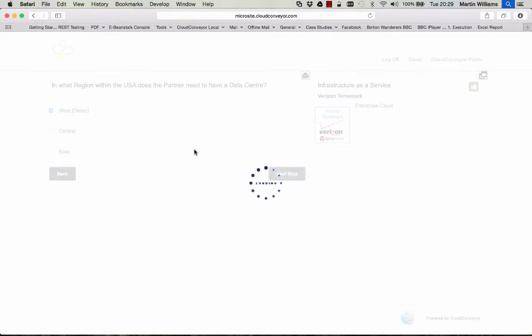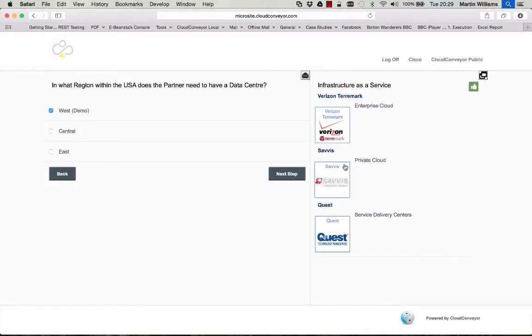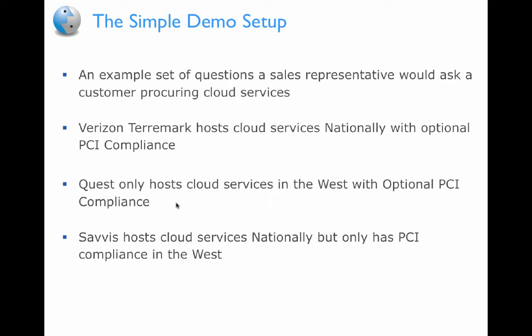And by selecting the West, what that actually does is it brings all the partners as being valid, and it hasn't asked any questions about PCI compliance. If I look at the criteria, Verizon still works, obviously. I've selected that I want to be in the West, and it can do PCI compliance, so Quest has that capability. And Savis also hosts services nationally and has PCI compliance in the West, so you don't really need to know whether you need PCI compliance or not, because it's available in the West for all three of them.